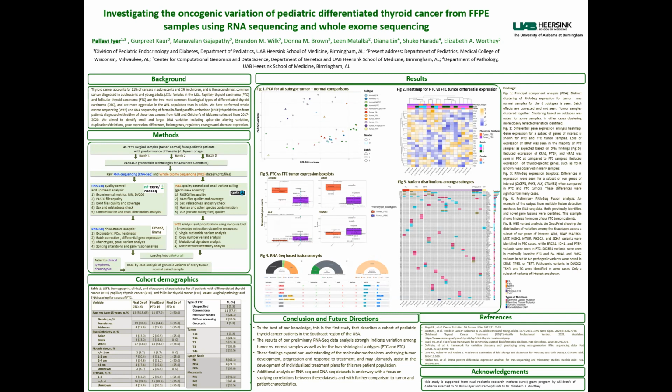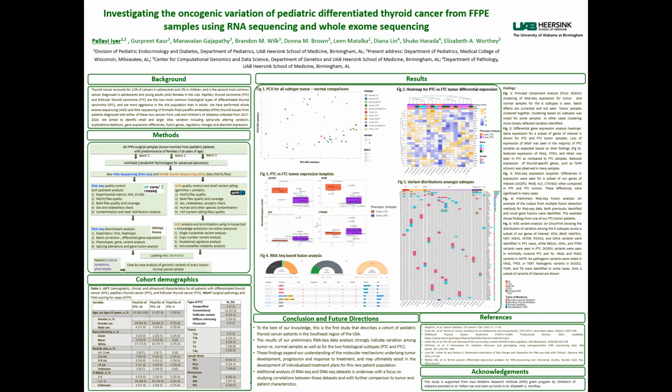I will go on to Figure 5. We also did whole exome sequencing. After performing stringent quality control, we conducted variant analysis. Here's an oncoprint showing the distribution of variation among the 6 subtypes across a subset of our genes of interest, shown on the right side.